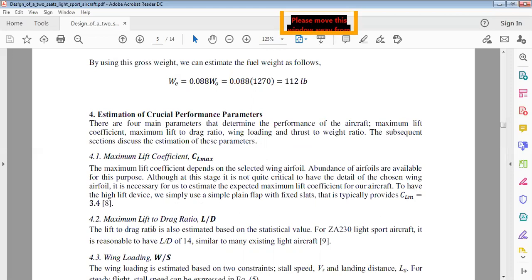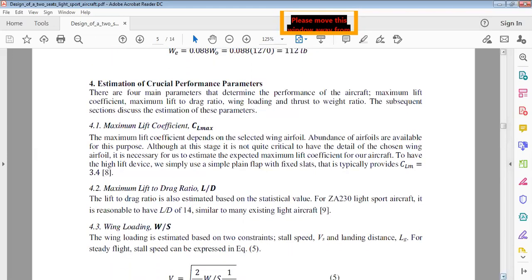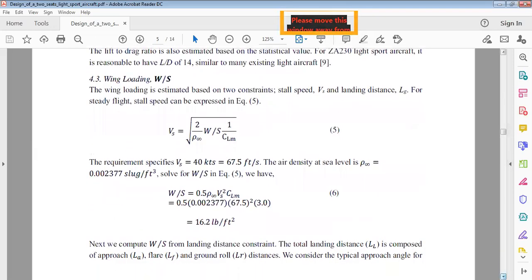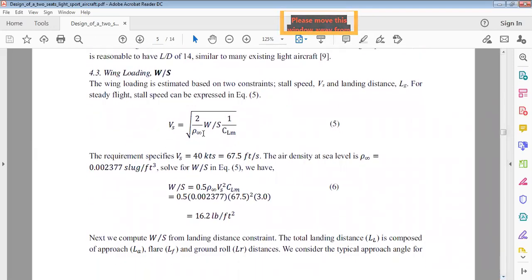So by using this, and the maximum lift to drag ratio, we already took L by D as 14. So we have to go back and look into that book, whichever you're going to select, according to that, it is a light sport aircraft. And W by S, we have a wing loading estimated based upon the 2 constraints. So how are we going to do the wing loading? One is for stall speed, another one is landing distance.